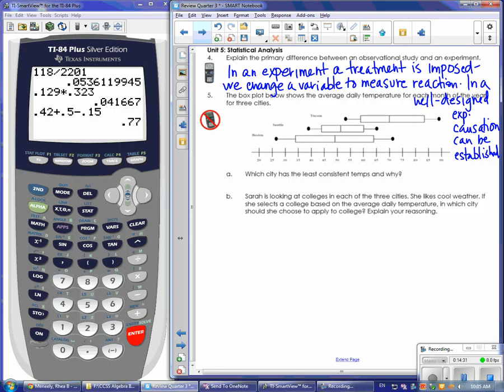So we had an example, I think, in one of our quizzes where we had administrators looking at the success of, I think it was a SAT prep class. But they were only looking at the kids that had already enrolled in the course and their SAT scores. Since the administration didn't put them in the class, they couldn't justify causation here. So in an experiment, the researcher has to impose a variable or impose a treatment and then measure the reaction in order to be able to establish causation.